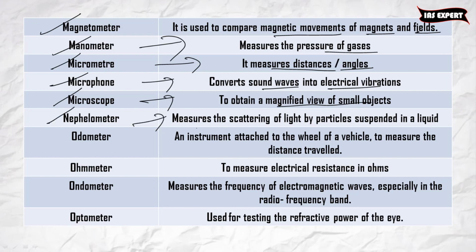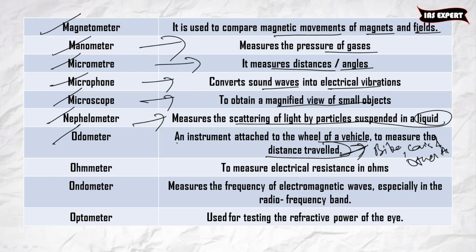Nephelometer, the instrument which measures the scattering of light by particles suspended in liquid. Odometer, an instrument attached to wheel of vehicle to measure the distance travelled, usually seen in bikes, cars and other automobiles.